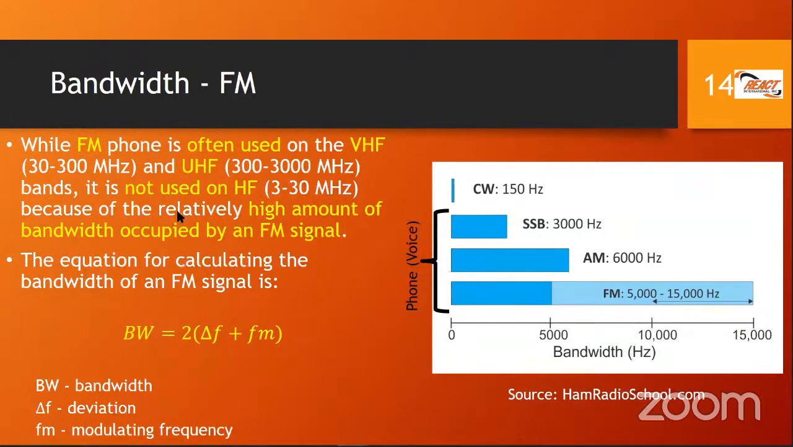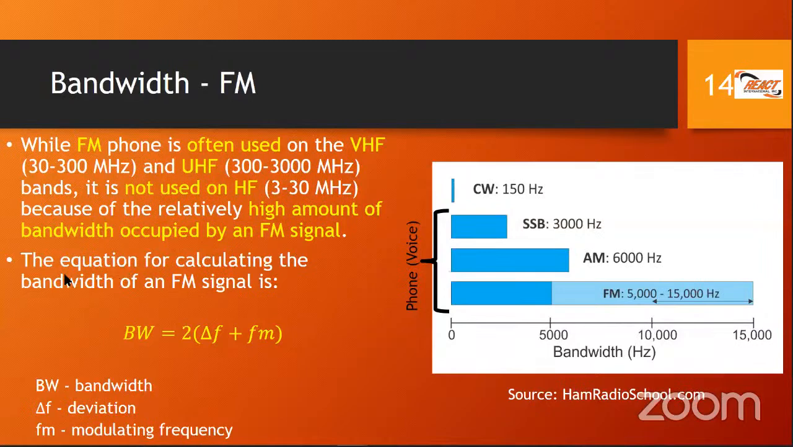Why? Because of the relatively high amount of bandwidth that an FM signal occupies. It's very high compared to the other types of signals. But how do we actually calculate how high it is, the actual value of the bandwidth? On the right-hand side here, we had said in our classes that an FM signal occupies somewhere around 5,000 to 15,000 hertz, or 5 kilohertz to 15 kilohertz. We will see in an actual calculation what it actually is. These are just approximate ranges. We're going to do a calculation in a short while, on the next slide.